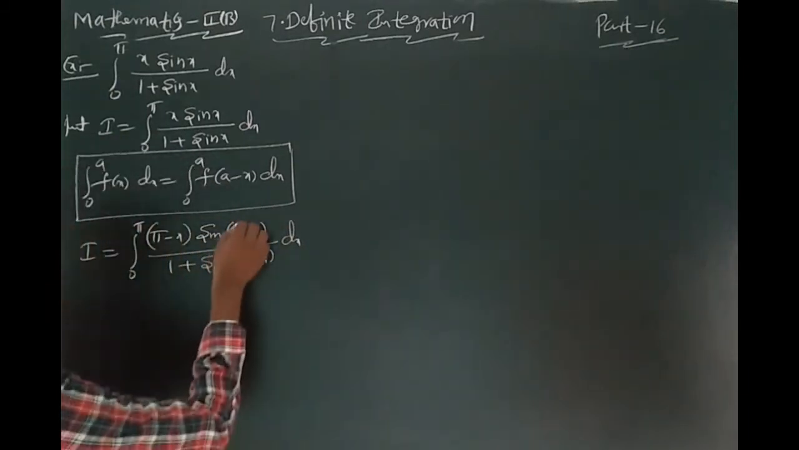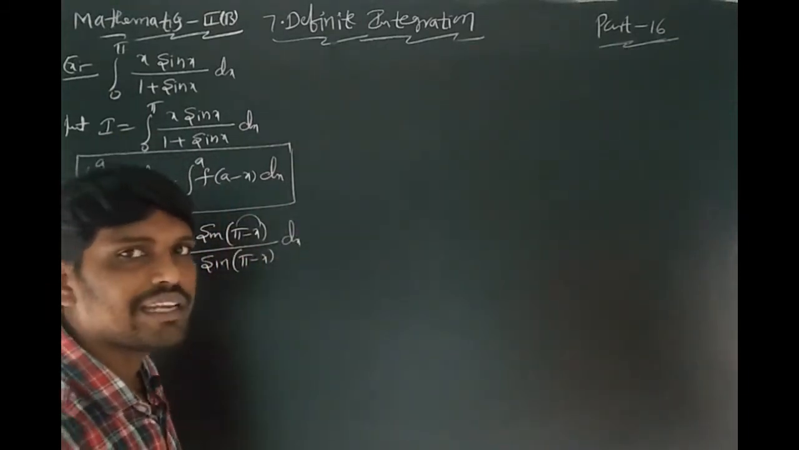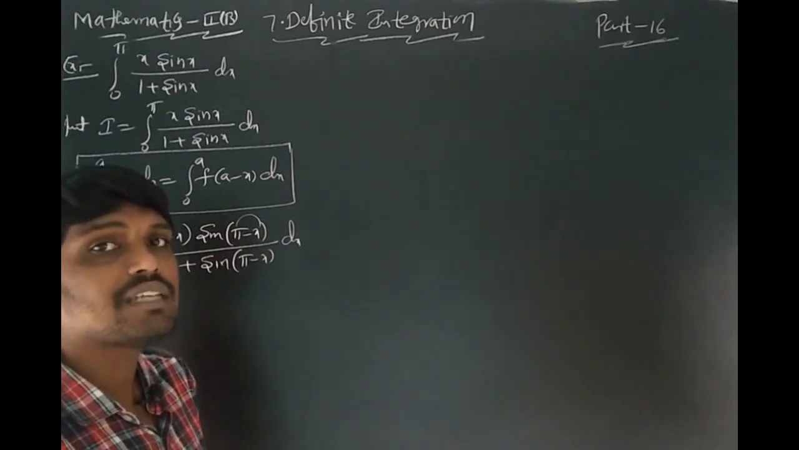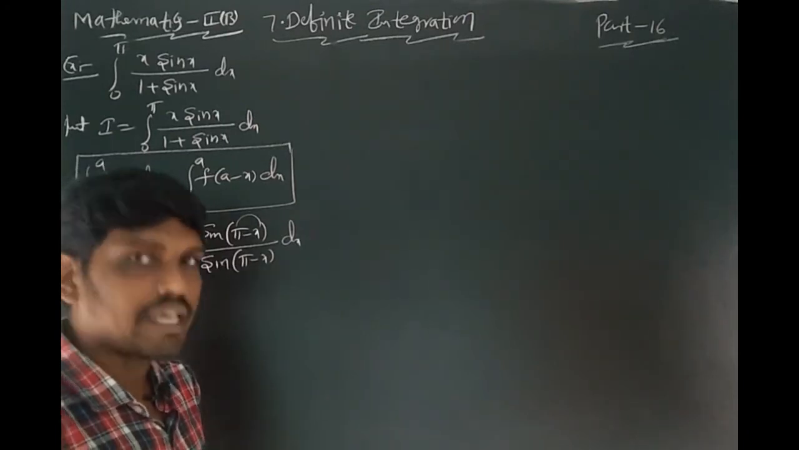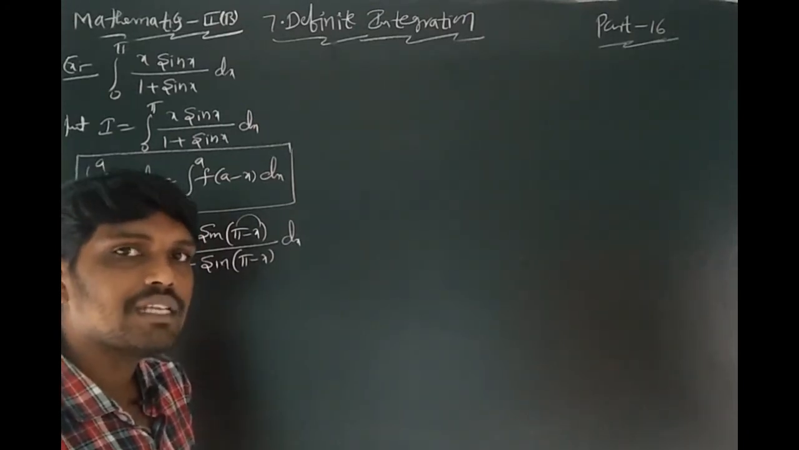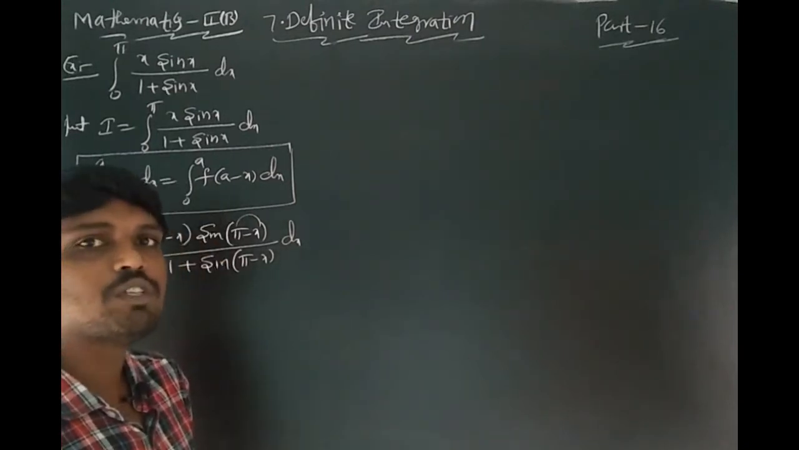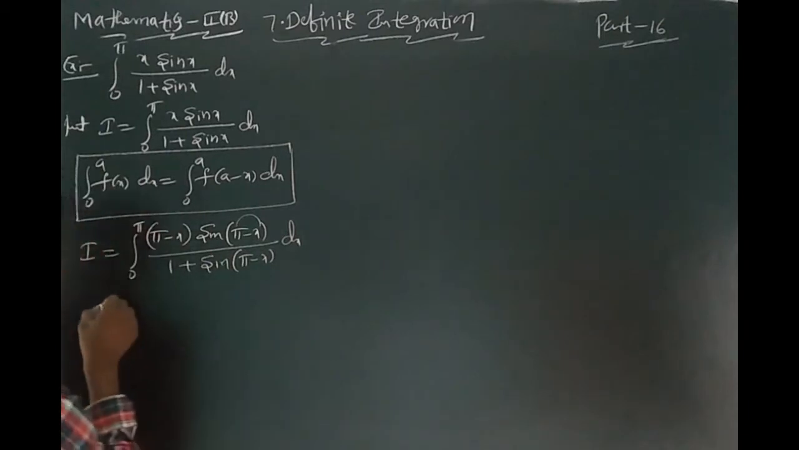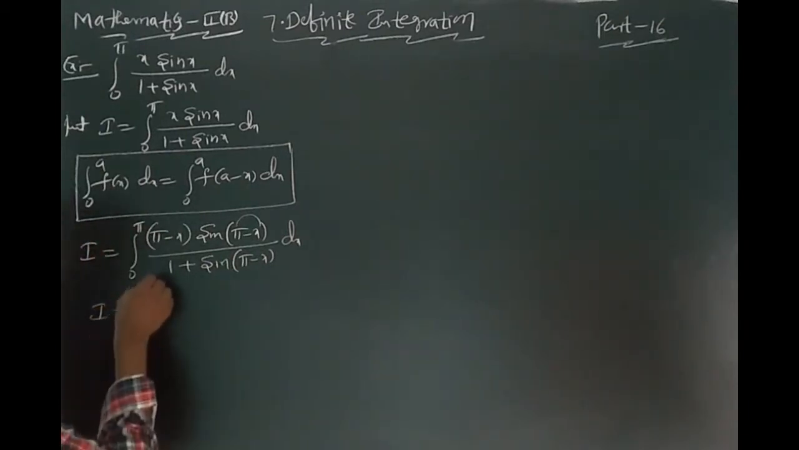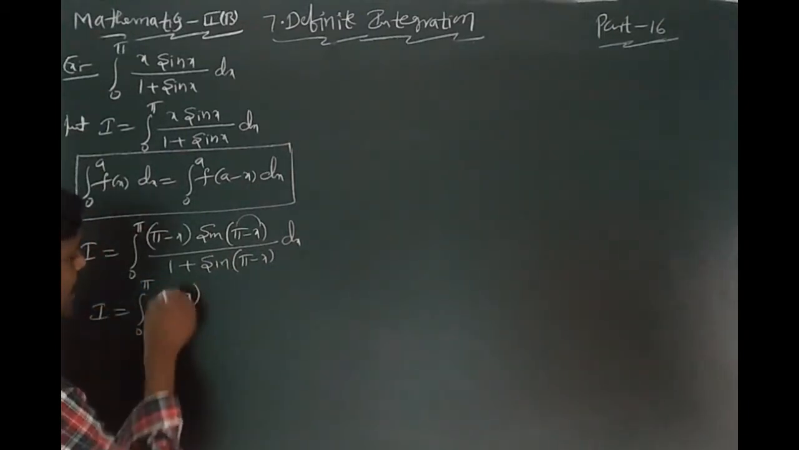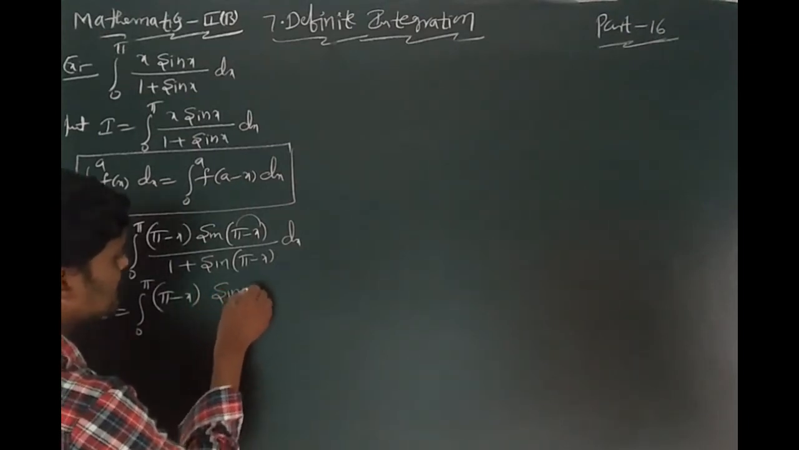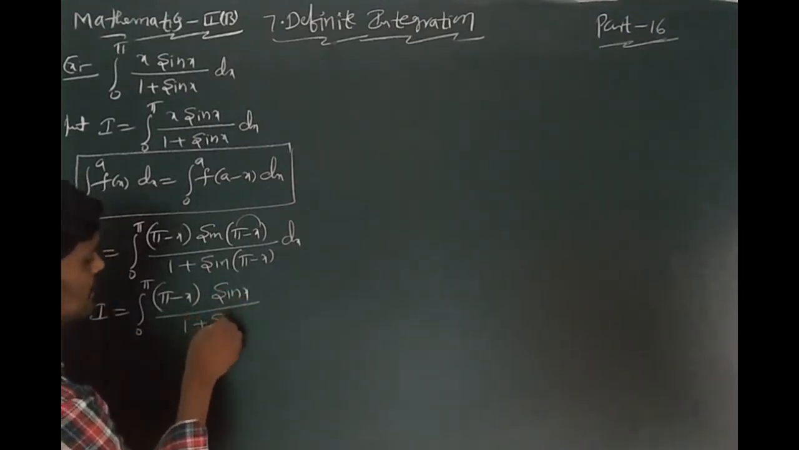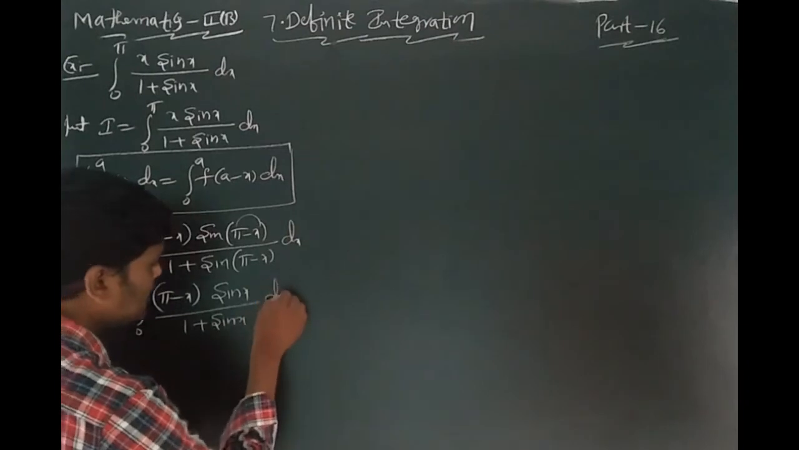Pi is nothing but 180 degrees. 180 minus theta lies in which quadrant? The second quadrant, and in the second quadrant sine is positive. Sine is an even function here, so sine of pi minus x is sine x. That's why you can write capital I is equal to integral 0 to pi of (pi minus x) into sine x by 1 plus sine x dx.